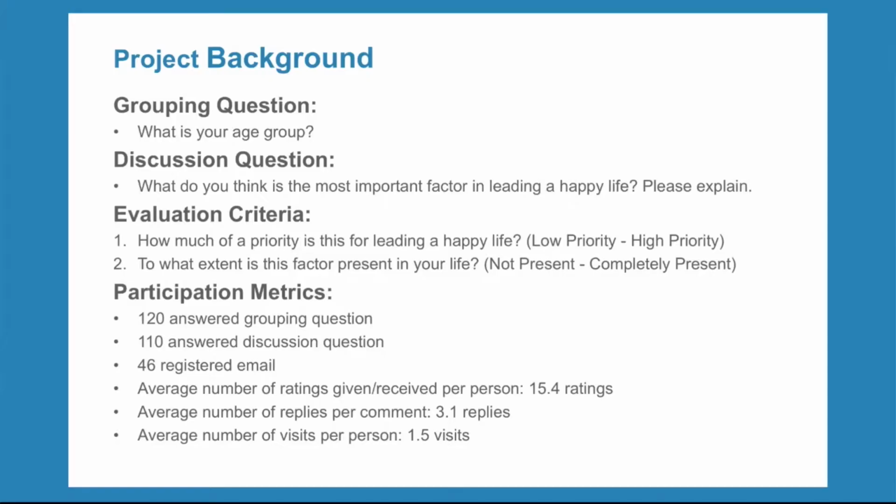I'm particularly interested in the participation metrics at the bottom, because you're not just looking at the response rate, you're also looking at engagement statistics. So what's the average number of ratings given and received per person? What's the average number of replies per comment? How many times have people been in to visit the system? So these are good metrics that you can look at as well, other than just, 50% of people have completed the survey.